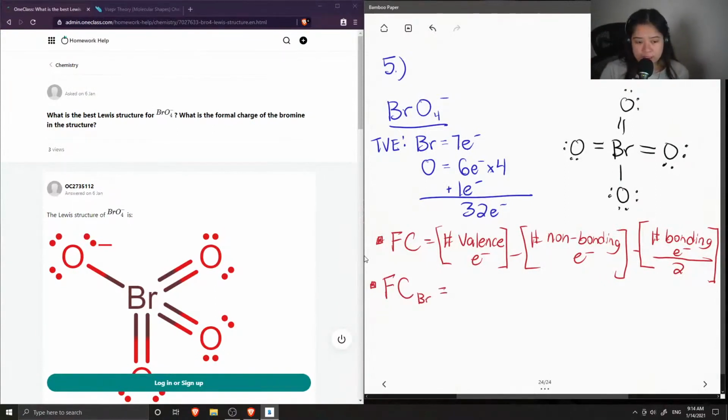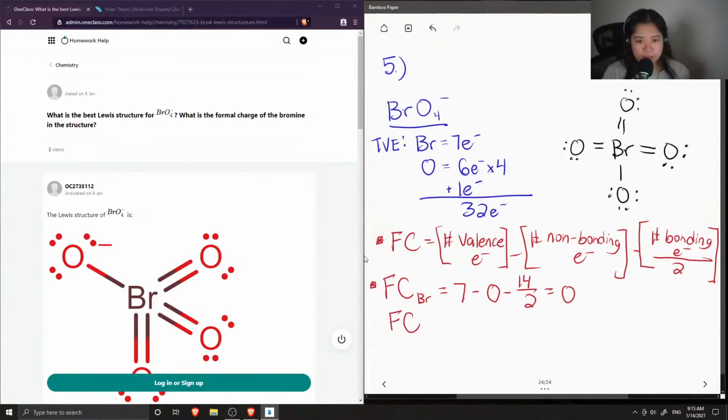So bromine has 7 valence electrons, and this bromine contains 0 lone pairs, so there are no non-bonding electrons. And lastly, there are the 7 bonds to the bromine, so we have 14 bonding electrons. And if we divide that by 2, we get 7 minus 7, which is just 0. So the bromine is neutral.